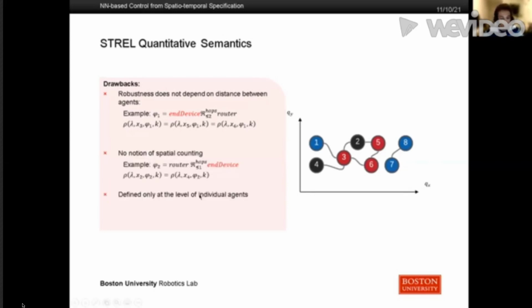The second is that there is no notion of spatial count. Why is this important? Imagine a scenario where you want your agents to surround a target, and you want to maximize the number of agents that surround this target. You would need the robustness of agent 2 to be higher than the robustness of agent 4. The robustness is defined on the level of agents, so each agent satisfies or violates the formula. But if we want to talk about the system in general, there is no notion of robustness for the whole system. Finally, the robustness metric is not smooth due to the existence of the min and max operators.